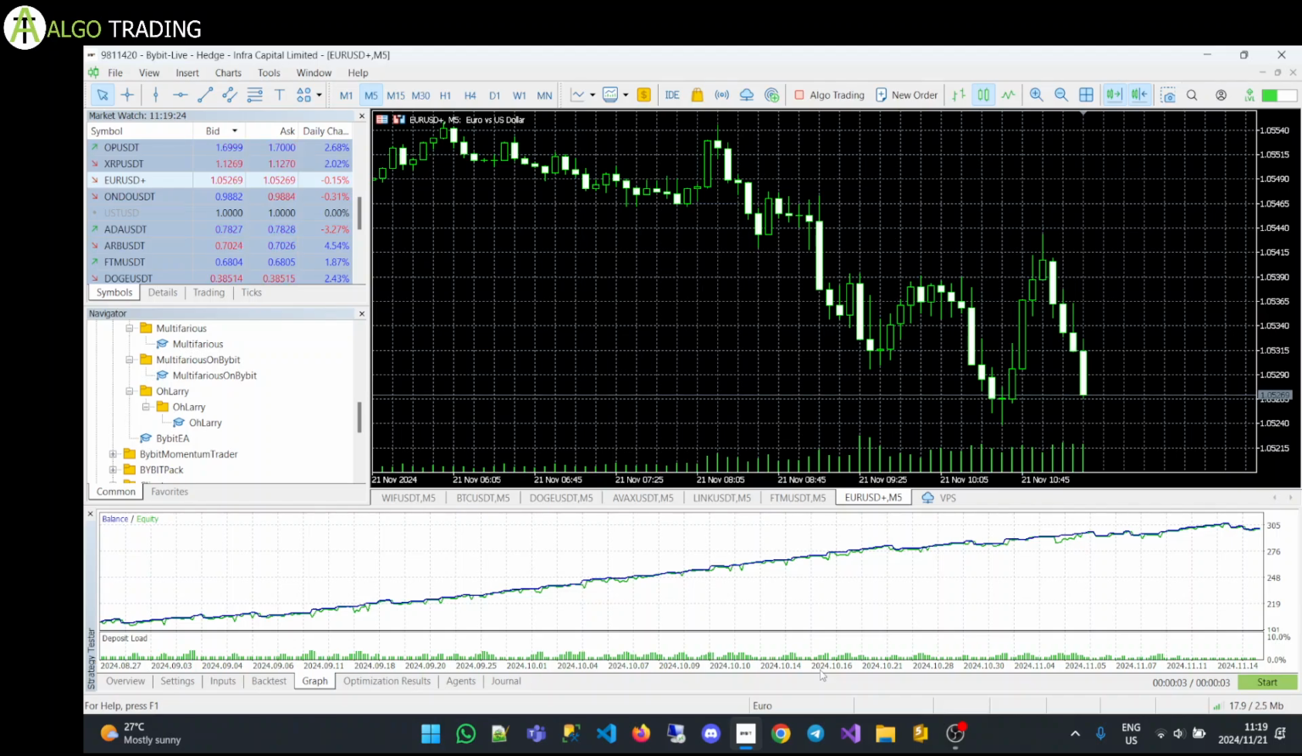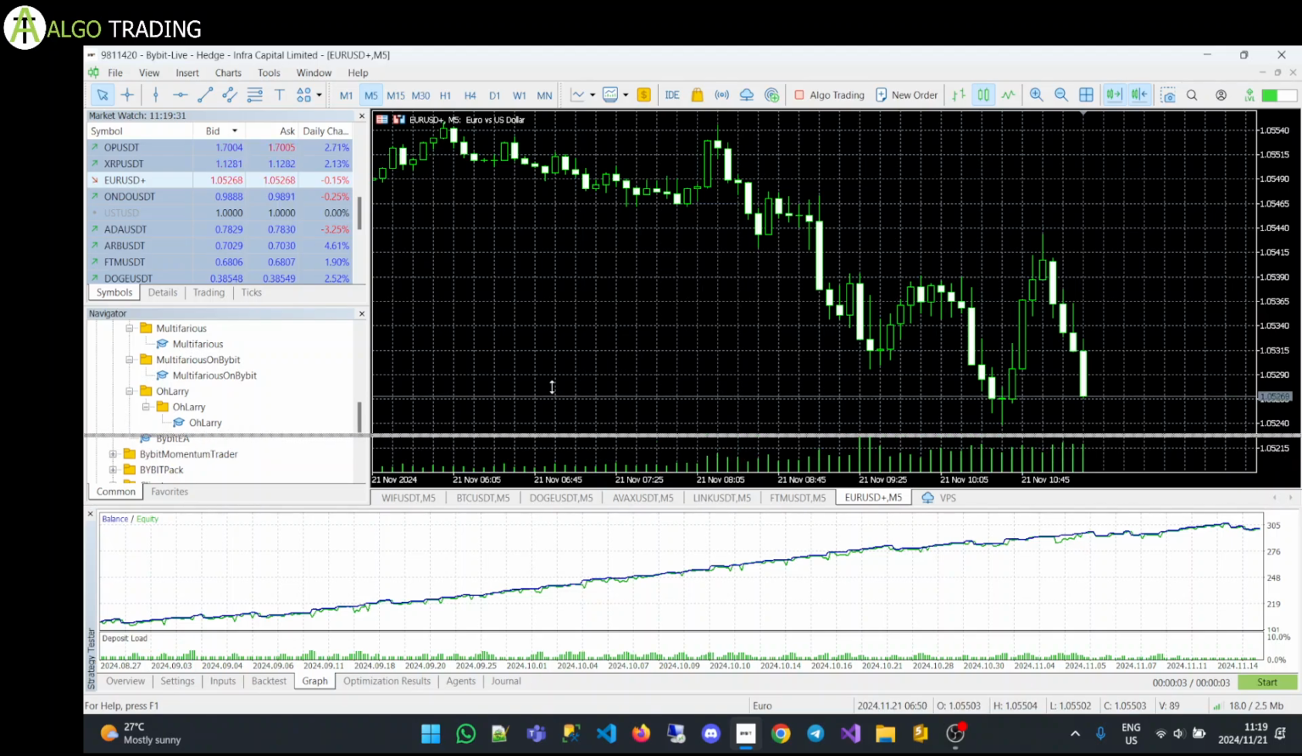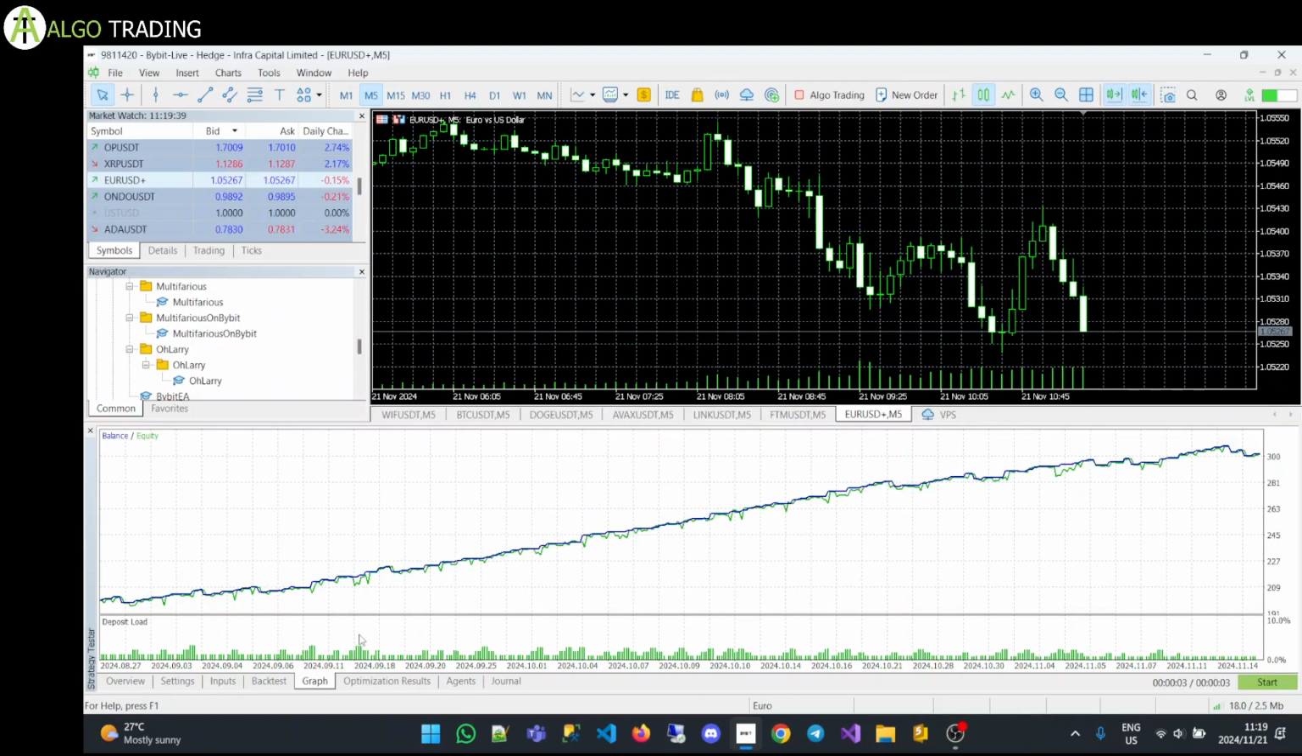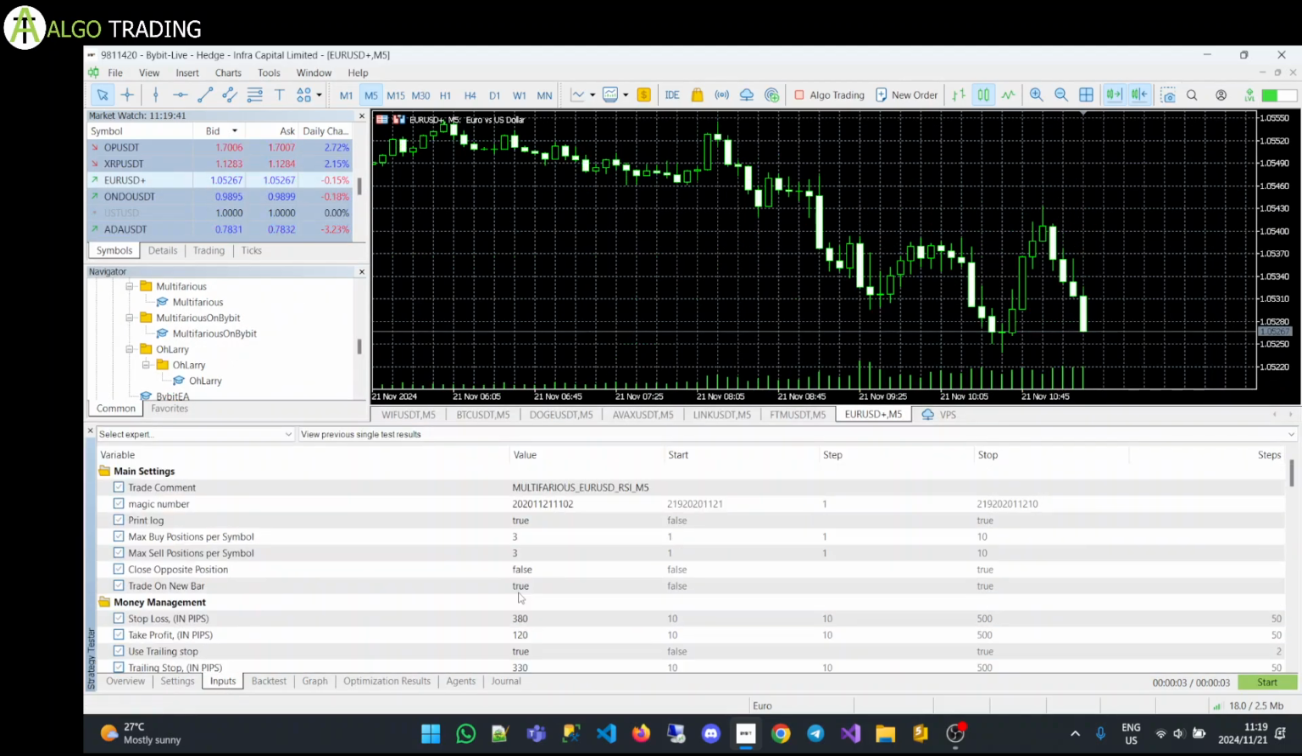Alright, so let's go through the first strategy. I'm going to load up my tester here and make this a little bit bigger. Let's go to the first one. Okay, so the first strategy we're going to load is, well, let's start with this because it's already open. This is my Multifarious Euro USD reversal strategy.